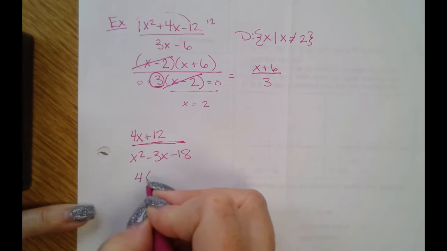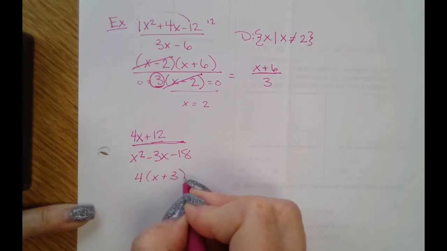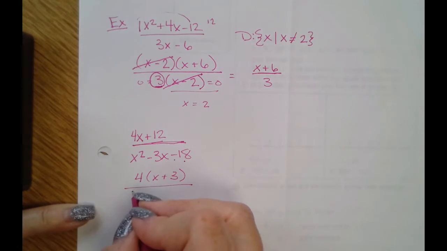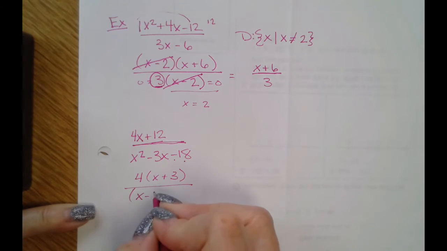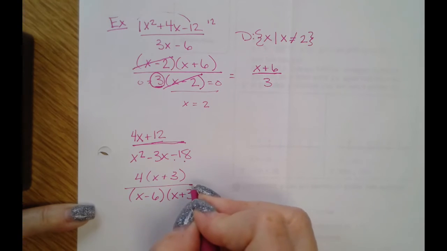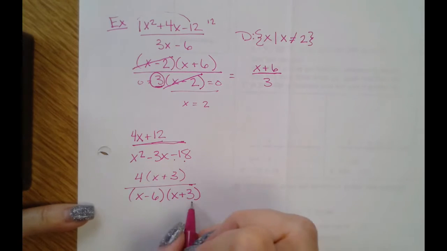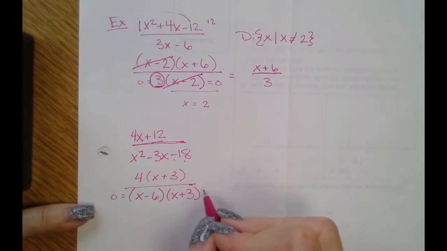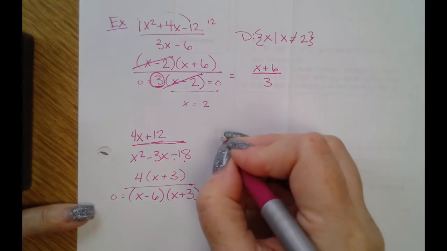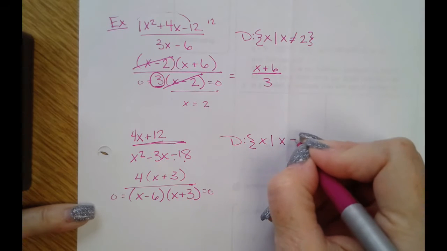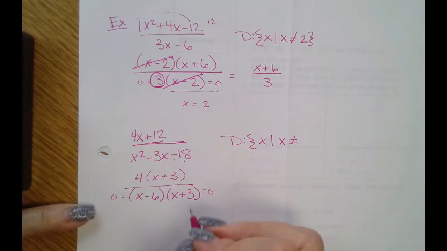I'm going to find my domain, setting both of these equal to 0. So I have the domain as x such that x cannot equal negative 3 and 6 from there. And now I can reduce the x plus 3, because the whole thing reduces out, and I'm left with 4 over x minus 6.